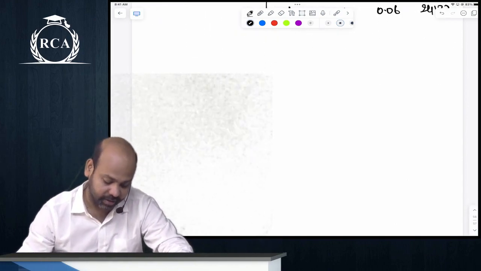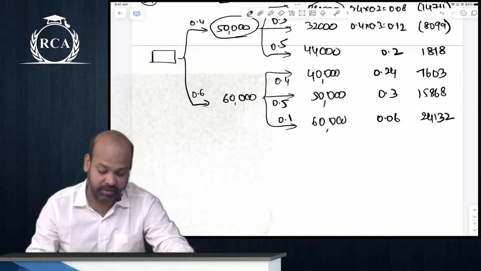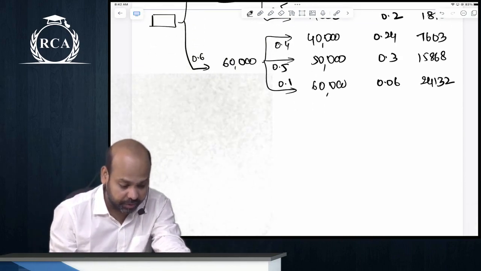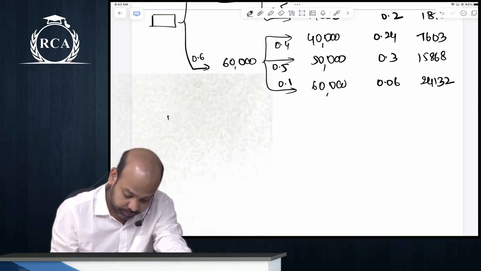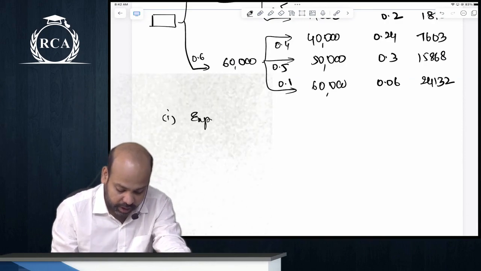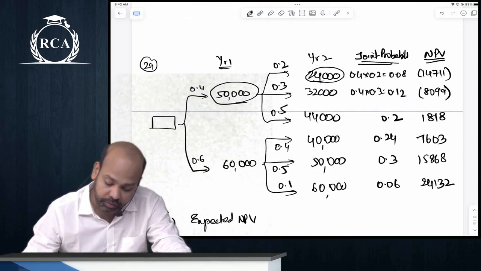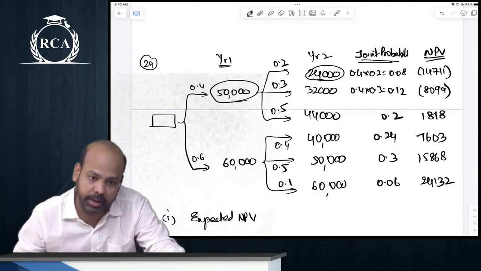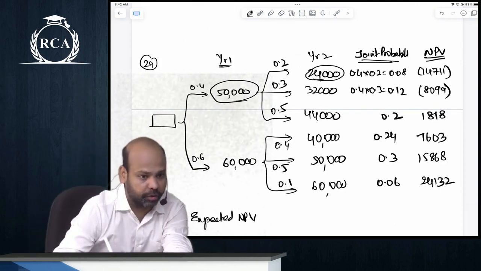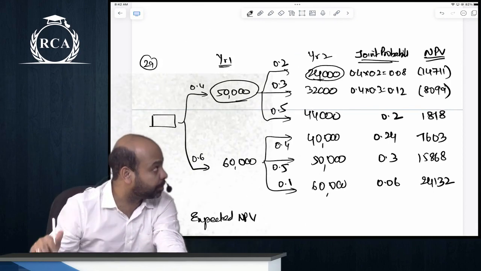Yes beta, बोलो guys, what is the expected NPV? Expected NPV, first bit का आंसर कितना है बेटा? How will you arrive at expected NPV? Multiply all of these NPVs with joint probabilities. Please do not multiply with the probability of the second year. We have to see the combined impact guys.